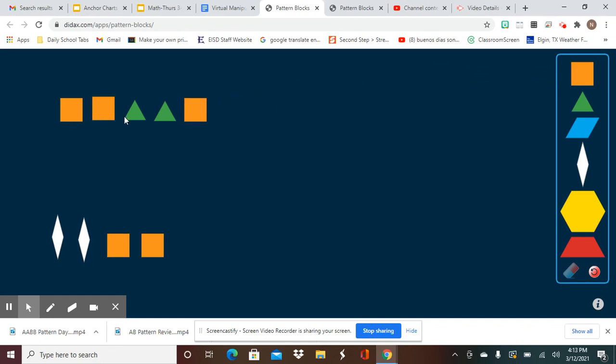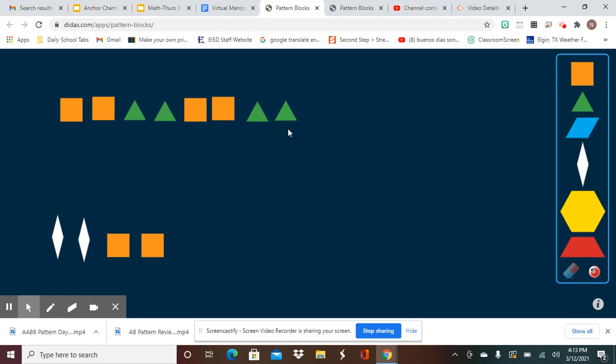So we have square, square, triangle, triangle, square. What goes next? Is it a triangle? No, remember we have to do 2 squares. So we only have 1 square, so we need another square, okay? So now we have square, square, triangle, triangle, square, square. What's next? Triangle. Is it 1 triangle or 2 triangles? Square, square, triangle, triangle, square, square, triangle. Triangle, 2 squares, right? There we go. I'm sorry, 2 triangles. So we can say 2 squares, 2 triangles, 2 squares, 2 triangles.